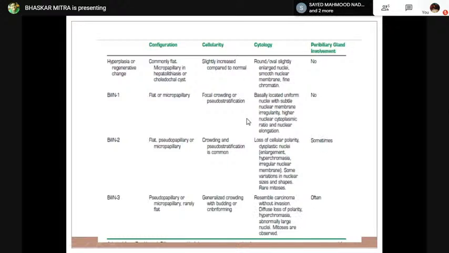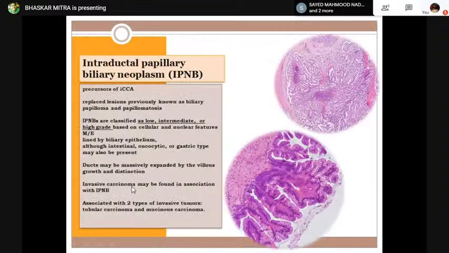So, this one has a small bit of nuclear atypia. This looks like in situ carcinoma. In between is the BilIN 2. Now, these two are grouped under low grade, and this one is grouped under high grade BilIN. Okay. Now, coming to the intraductal papillary biliary neoplasm. Previously, it was called biliary papillomas or papillomatosis.